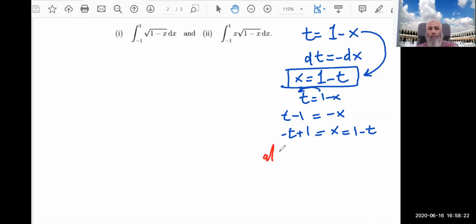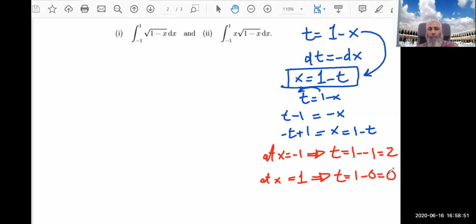Now at x equals negative 1, t equals 1 minus negative 1, which is 2. At x equals 1, t equals 1 minus 1, which is 0.